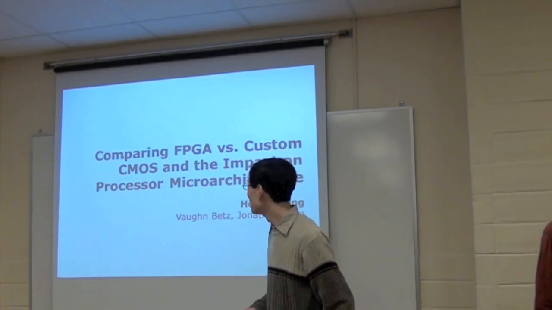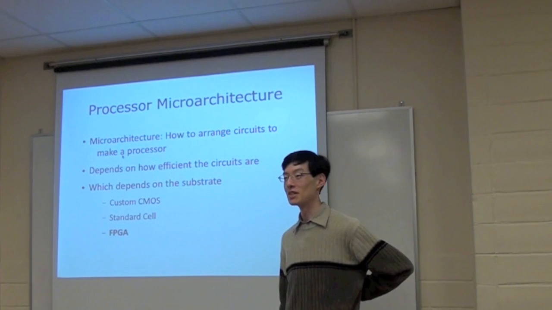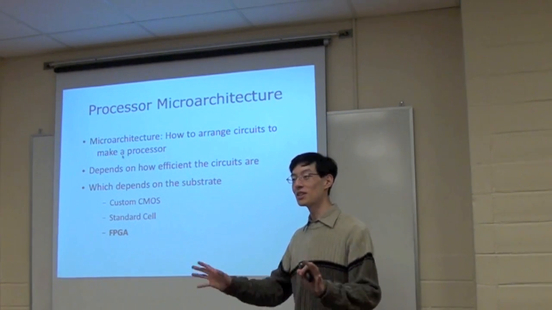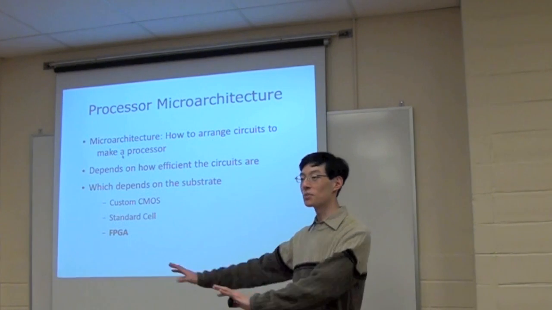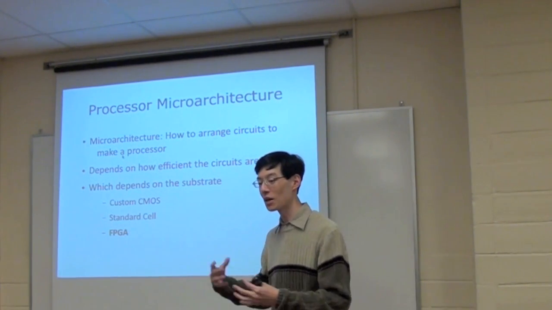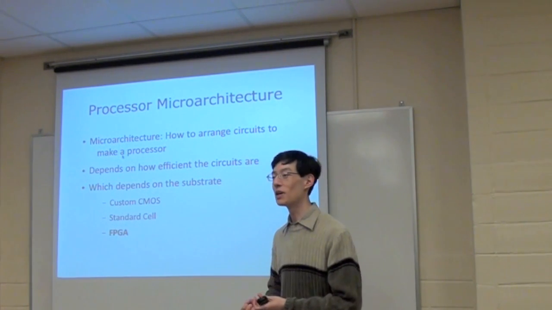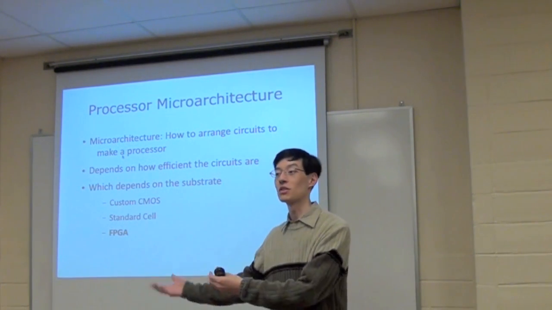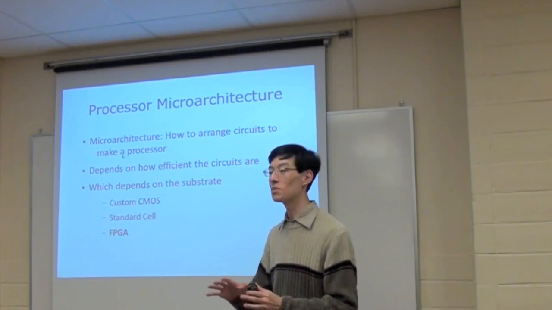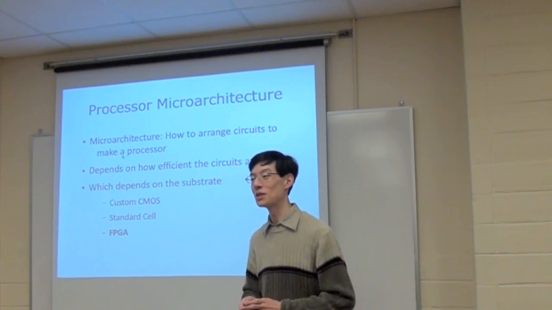Thanks, Paul. Okay, so suppose I want to design a microarchitecture for a processor. What I have will be a set of circuits that I will somehow arrange to make a processor. And which circuits I decide to use and how I arrange them will depend on how efficient those circuits are. And that in turn depends on which substrate those circuits are actually built on. Traditionally, high-performance processors have used the custom CMOS substrate, but since we're here, our focus is on the FPGA substrate.